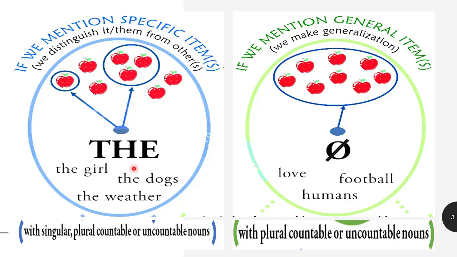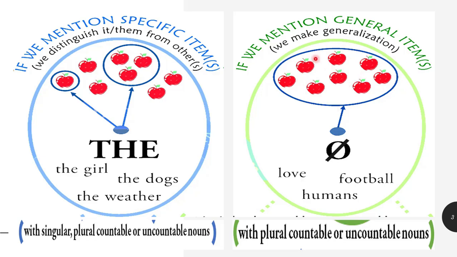And that is the use of the. So the girl, the dogs, and the weather can be singular or plural, countable or uncountable nouns. That is the key for you to understand that the use of the can be for singular or plural, countable or uncountable nouns, and it is specific. The meaning is that the listener, the one to whom the speaker is speaking, understands what object they are speaking about.